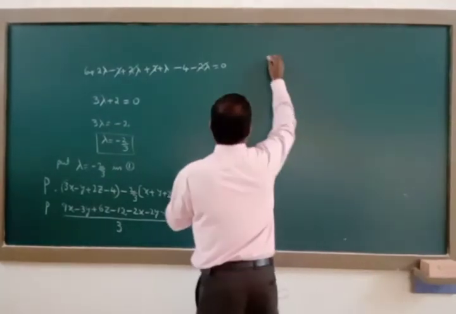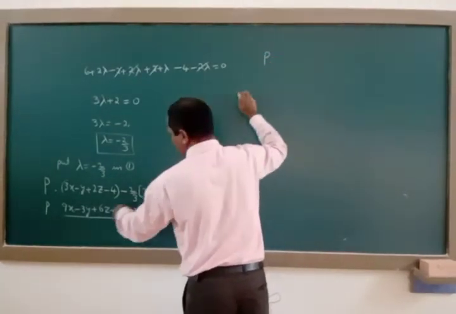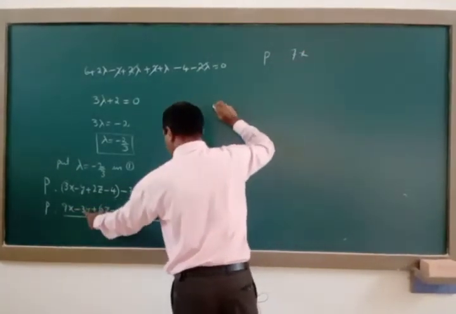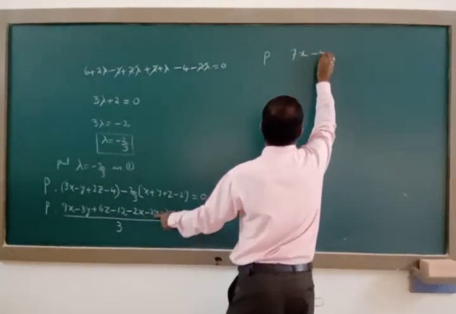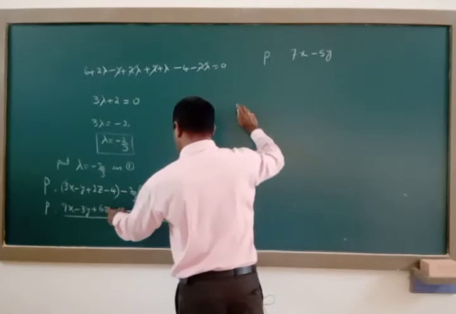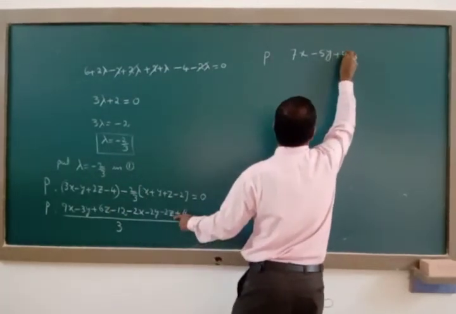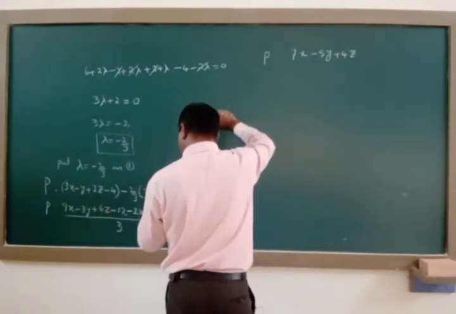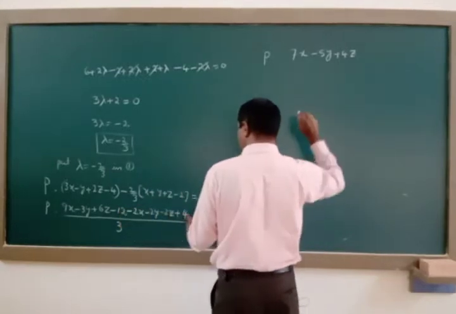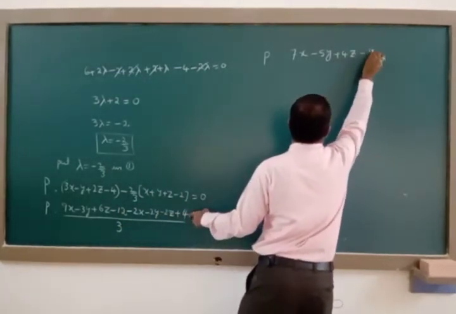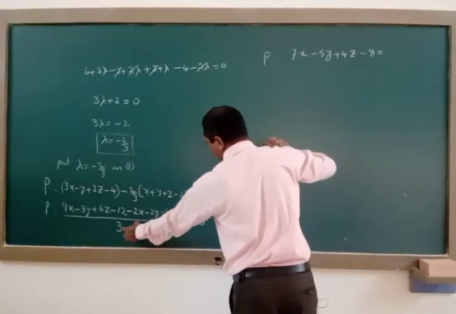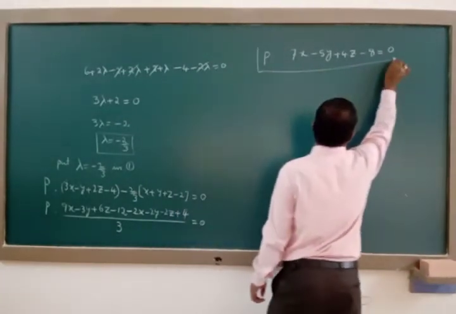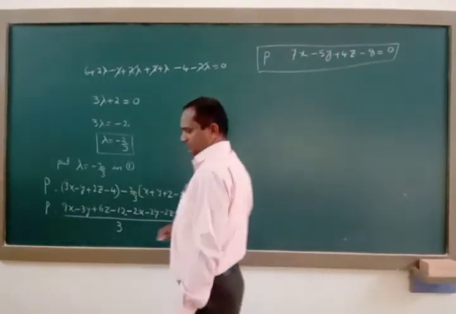Simplification, P says that 9x minus 2x is 7x, minus 3y minus 2y is minus 5y, 6z minus 2z is plus 4z. Next, the remaining are constants here: minus 12 plus 4 is minus 8, is equal to, take cross multiplication here, 3 into 0 means 0. It is the required equation of the new plane in Cartesian form.